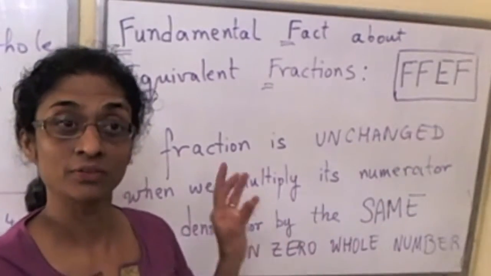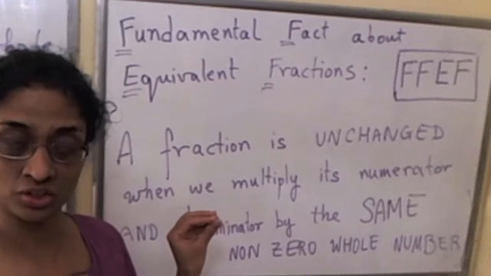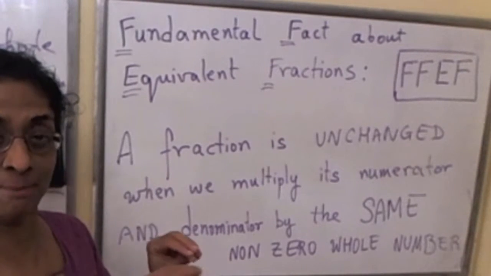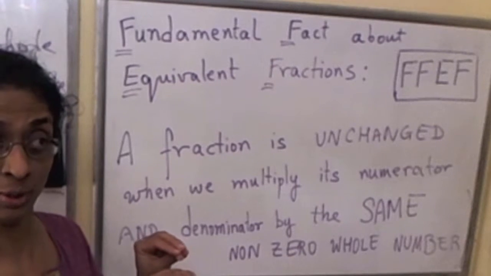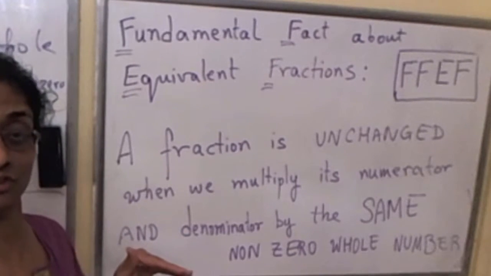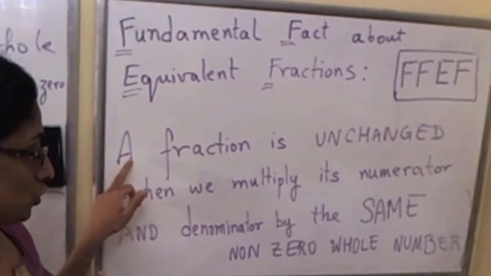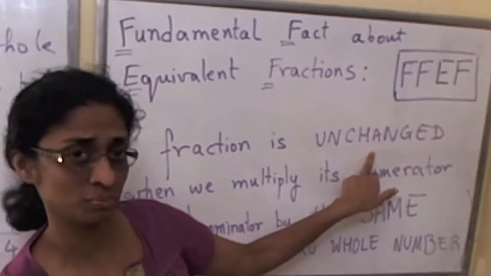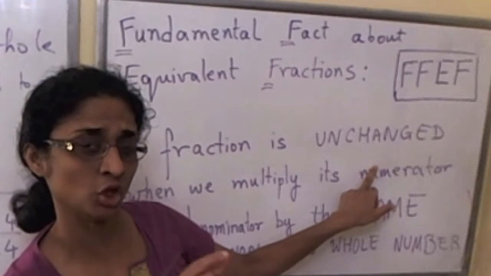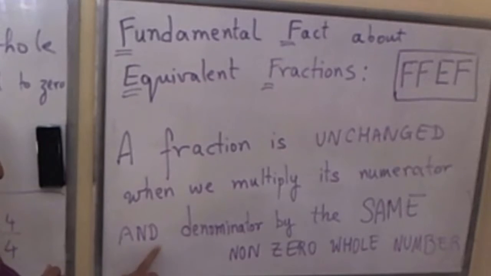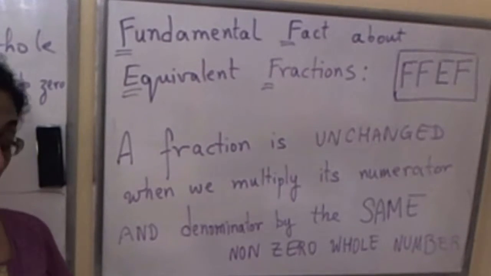Unchanged means the first fraction and the second fraction are talking about the same number, same point on the number line. So if you were to plot the first fraction and your second fraction, they would be the same point on the number line. So that's what it means to say a fraction is unchanged: it's the same point, same location on the number line when we multiply its numerator and denominator by the same non-zero whole number.